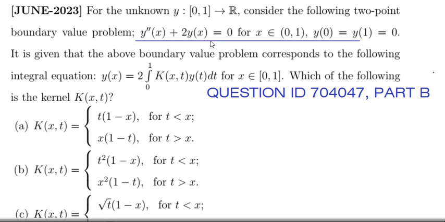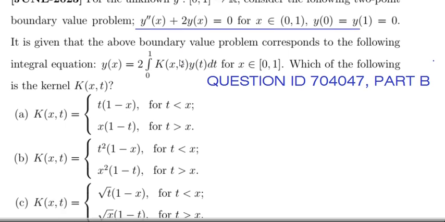So from this differential equation, we need to find the corresponding integral equation, which is of the form y of x equal to 2 times integral 0 to 1 k of x comma t y of t dt, where k of x comma t is the kernel. So we need to find the kernel for the given differential equation by converting it into an integral equation.